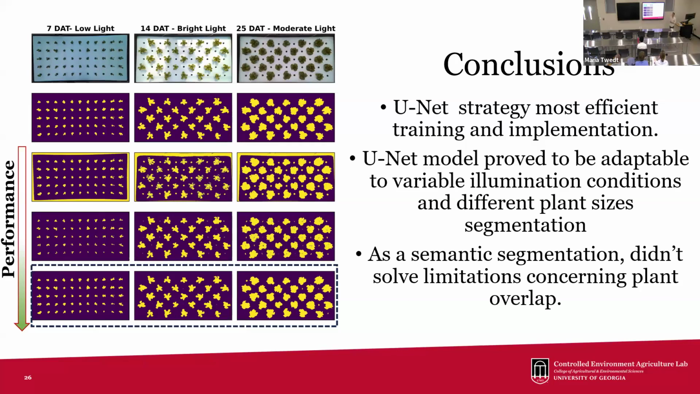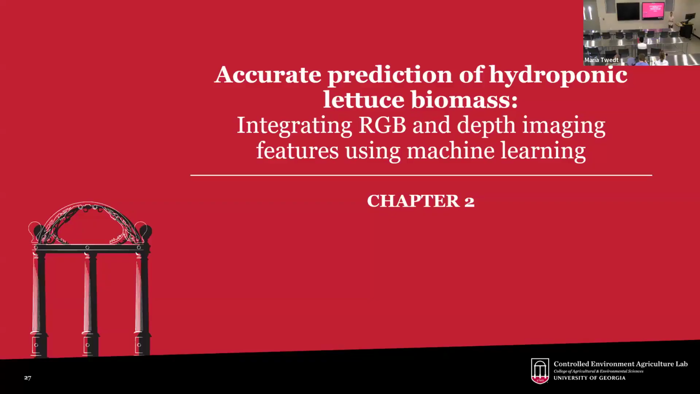We need to come up with something else to try to avoid that overlap within plants, which could be maybe a strategy that works on instance segmentation, meaning that you recognize one single plant as an independent object, maybe in a later research. Okay, let's go to the second chapter.